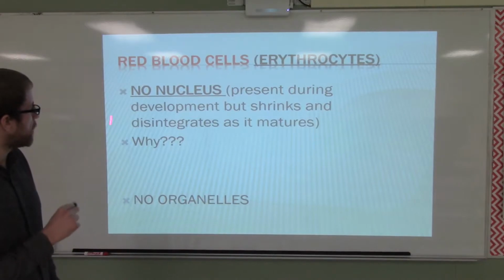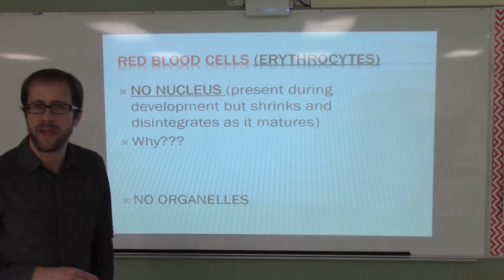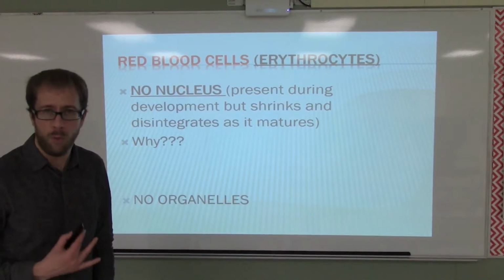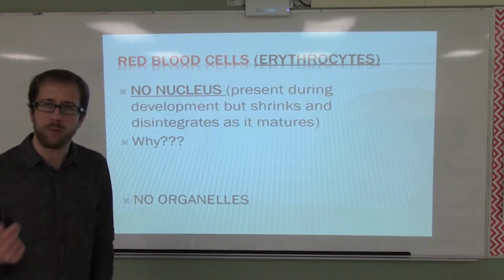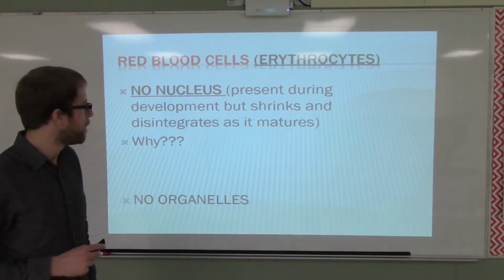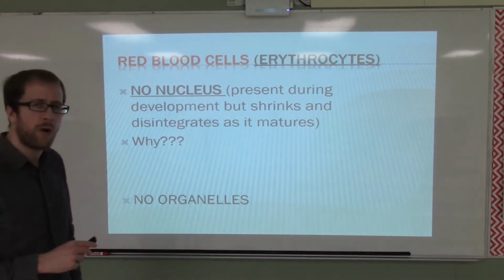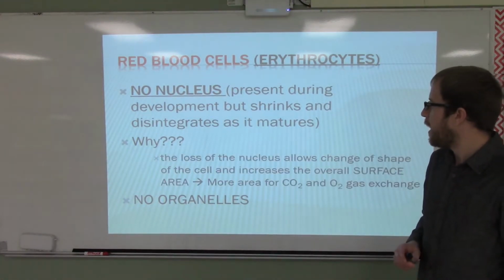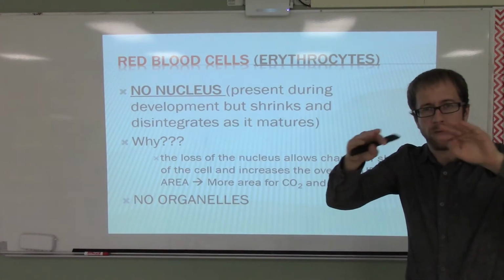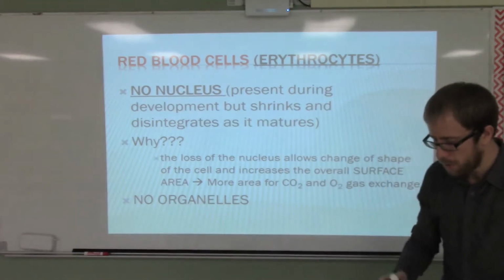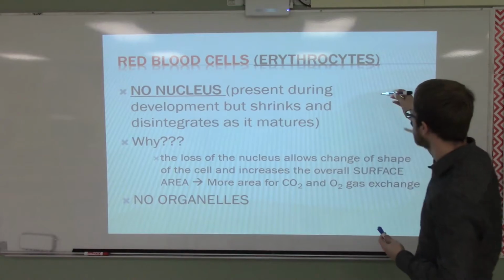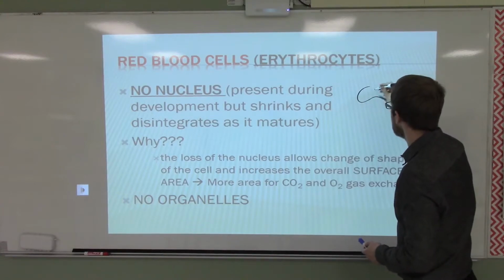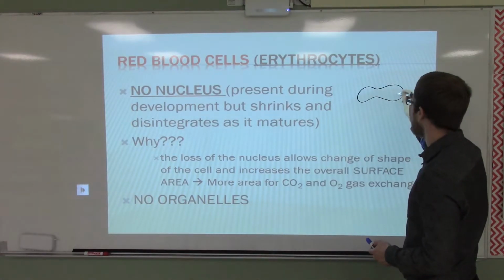Not only do they lack a nucleus, they lack most organelles. In fact, they have no organelles. They're giant sacs of hemoglobin, more or less, the protein which carries oxygen. Why? Well, their shape as a result is concave, right? They look like a donut almost. If I were to draw it out, if I do a cross-section of your red blood cell, it looks like this, right? It almost looks like you have this indentation, this donut shape going on.